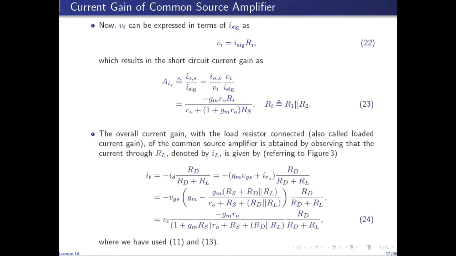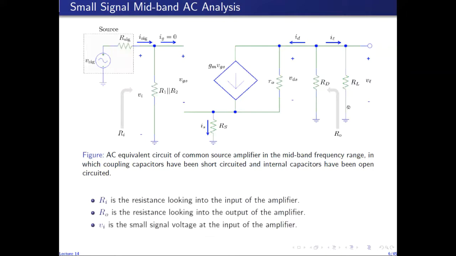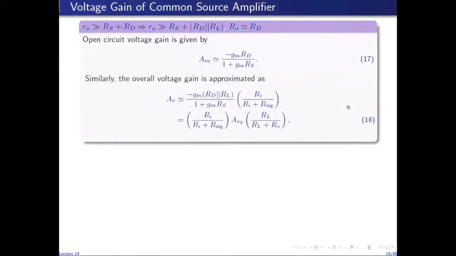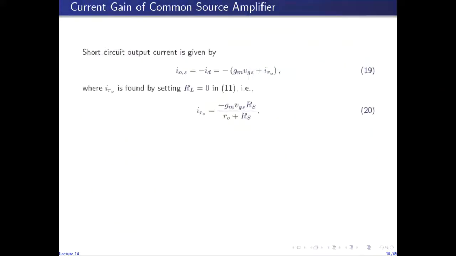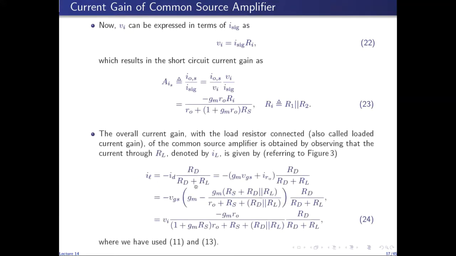Again, we can find the loaded current gain, which is the ratio of IL to ISIG. So again, referring to the actual complete AC circuit of common source amplifier, we have RL connected. So IL, the current through RL, is actually equal to a fraction of minus ID, because minus ID divides between RD and RL. So IL is actually given by minus ID times RD over RD plus RL. That is the current division of minus ID.